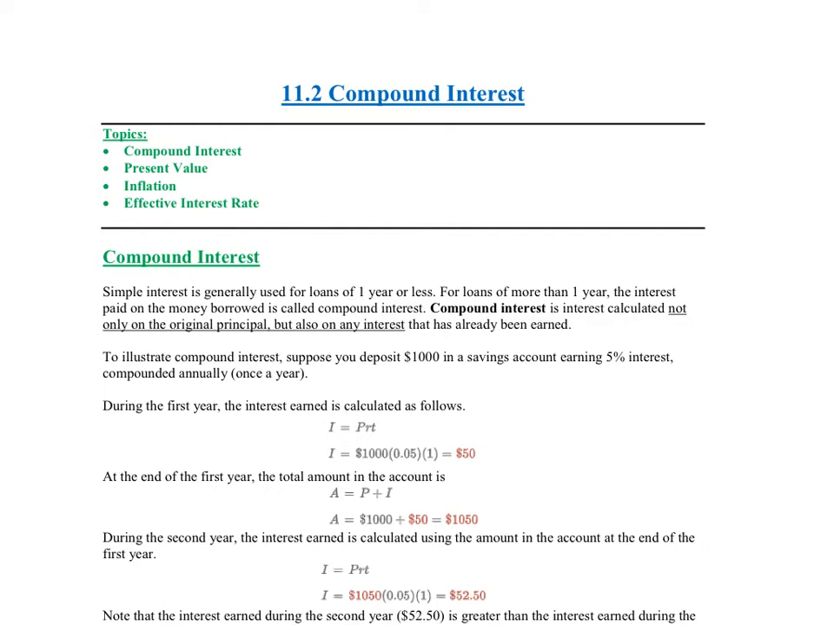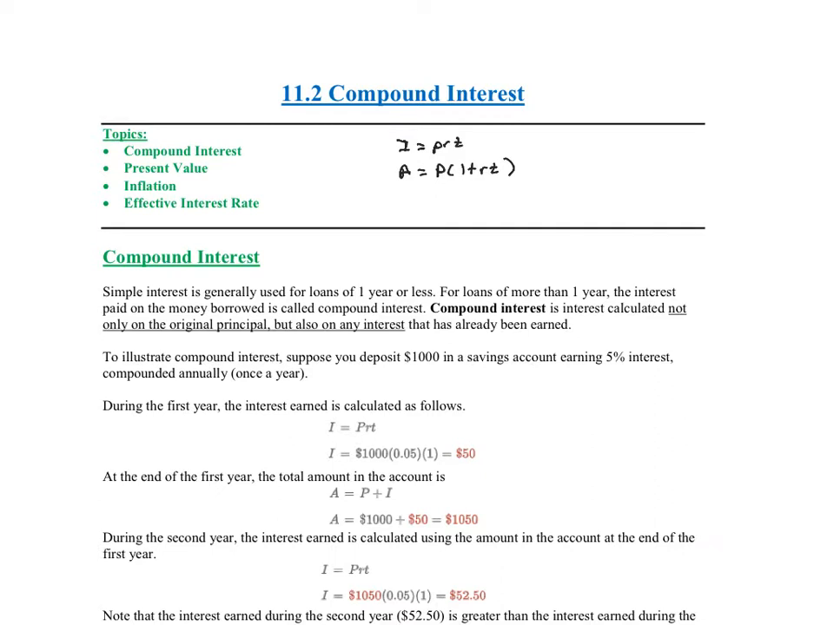This is section 11.2, which is on compound interest. Compound interest comes right after simple interest. I want you to remember those simple interest formulas that we used, which was I equals PRT to calculate the simple interest on an account, and A equals P times 1 plus RT. Those were my simple interest formulas. That is for simple interest.